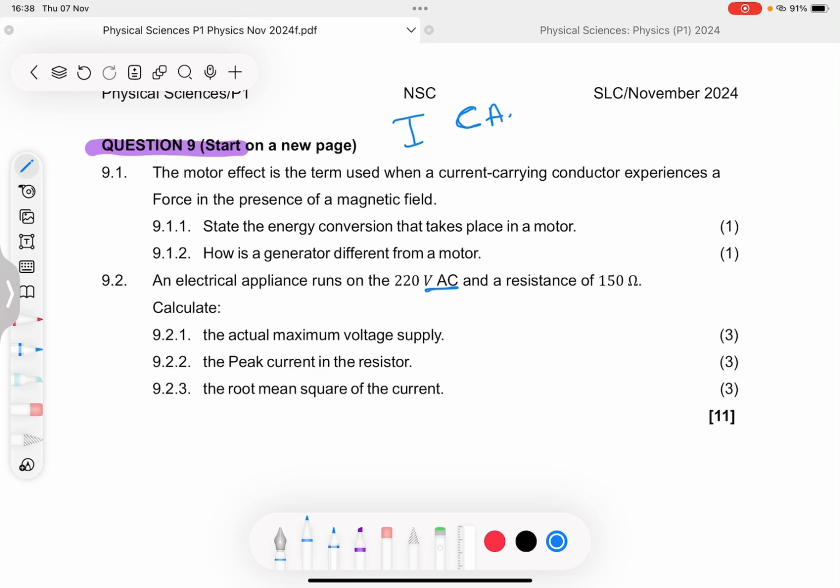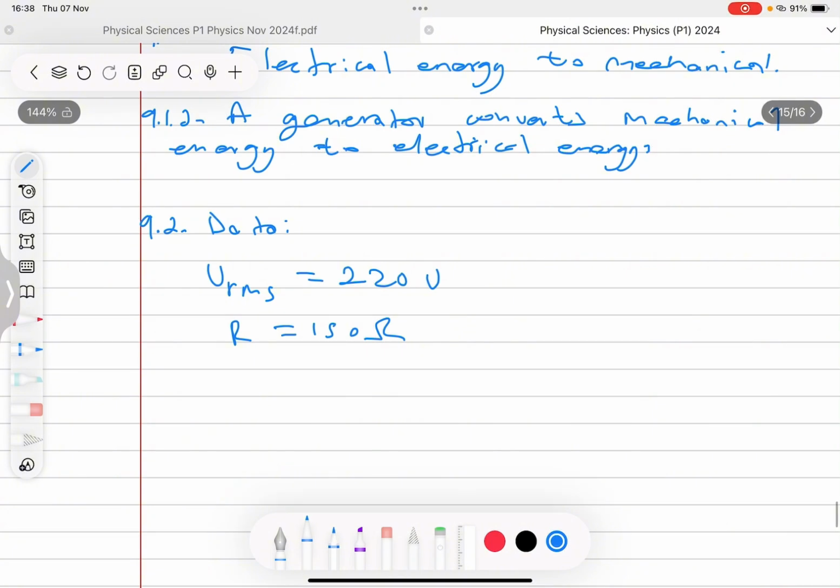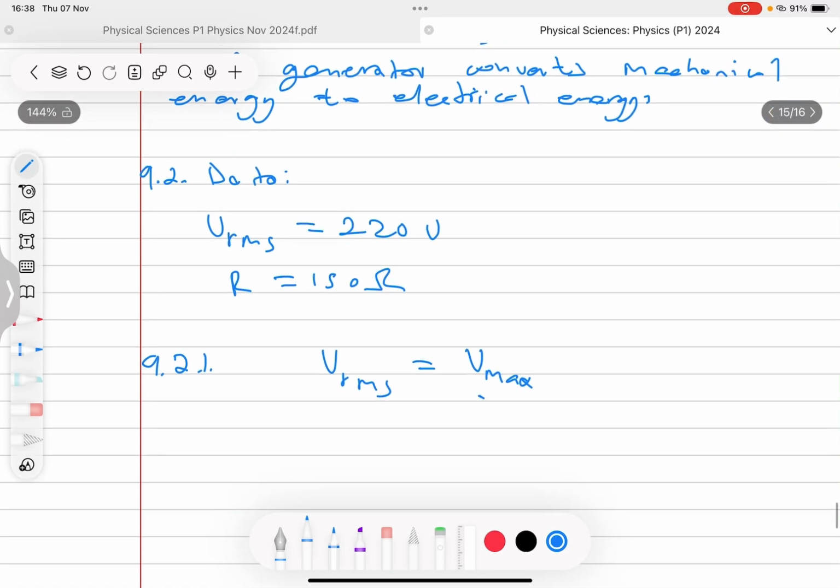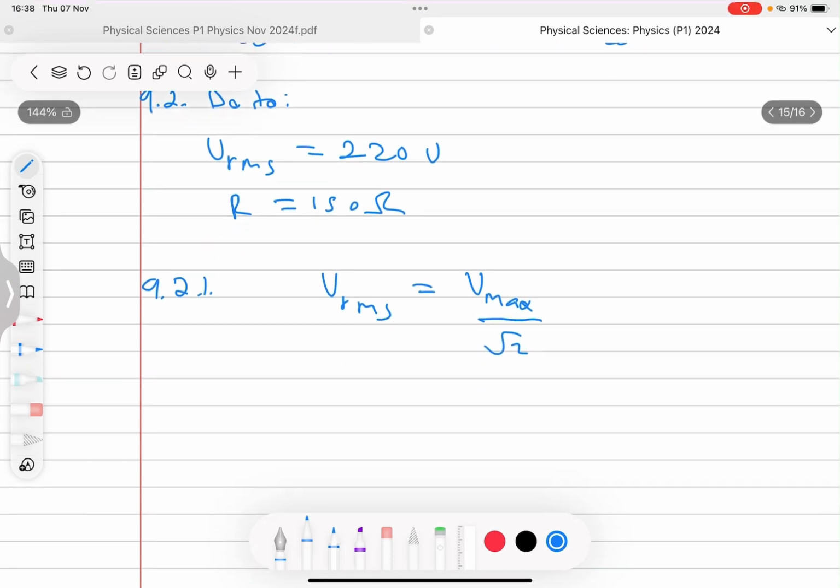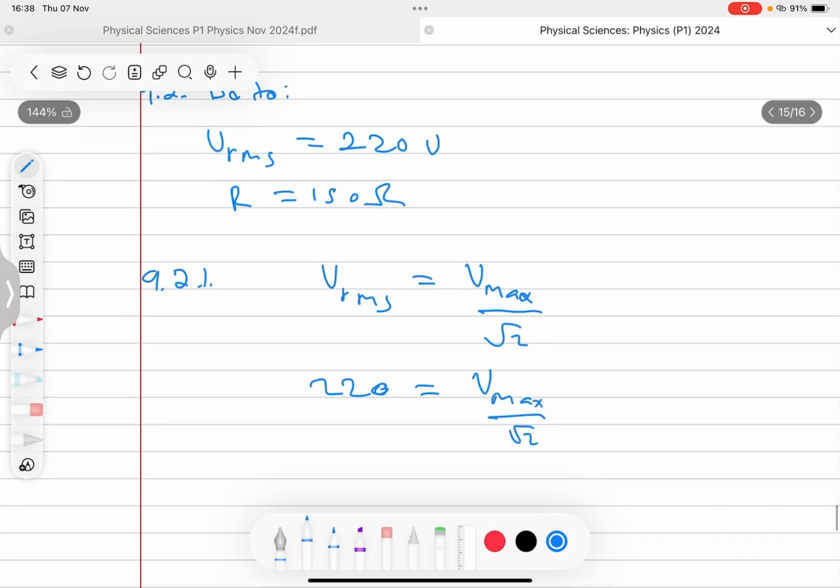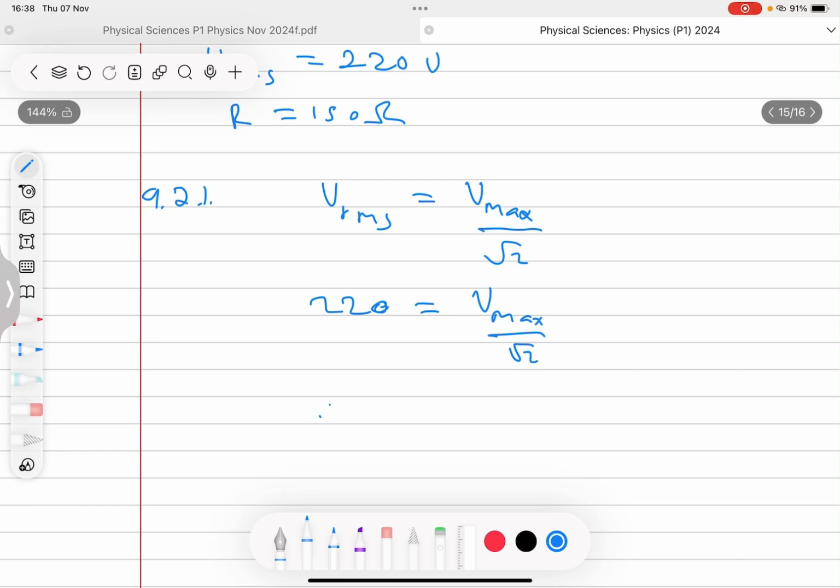Now the question says calculate the actual maximum voltage supply. So what is the maximum voltage supply that we can give to this appliance? We're going to use the formula that defines VRMS, because I can see that I have the maximum voltage there, which is what I'm going to look for or calculate. So when I substitute in here, I have 220 for the VRMS, and I'm looking for Vmax. So this is going to be that.